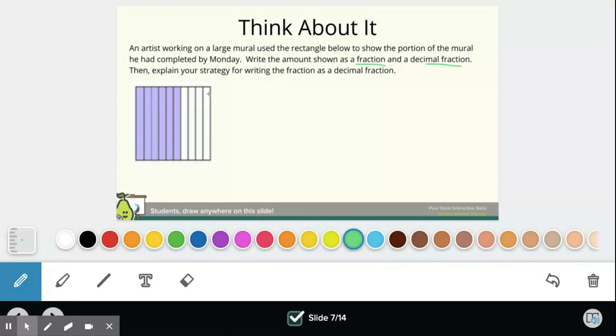Okay, so we have a whole right here that is divided into 10 parts. So 1, 2, 3, 4, 5, 6, 7, 8, 9, 10. And we could put that 10 in the denominator because this represents the total number of parts. Now, the number of parts being described or represented, 1, 2, 3, 4, 5, 6. So this number is going to go into our numerator. And we want to write this fraction as a decimal fraction.